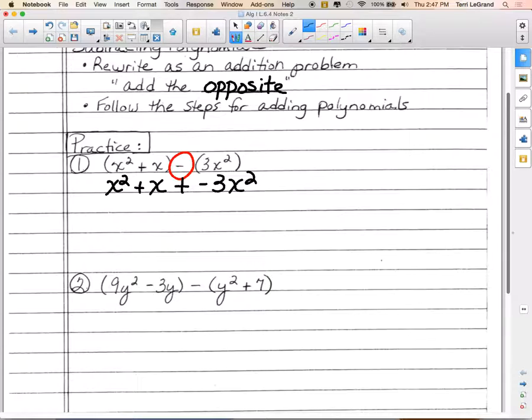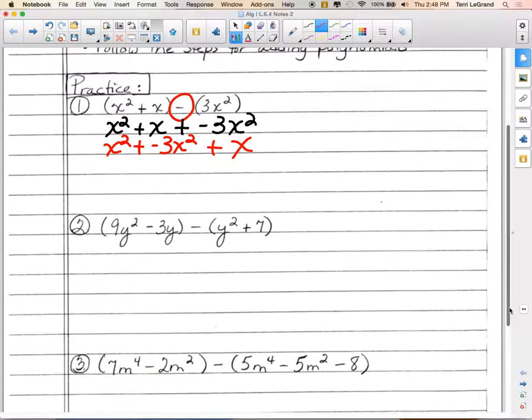Now we're going to do exactly like we did yesterday. We're going to rearrange it so that we have like terms together, from greatest degree to smallest degree. The x squareds are greater degree monomials than the x, so they get to be first. The x brings up the rear. All we're doing in this step is rearranging just like yesterday. And now we will combine like terms. These guys are alike. What do they become? Negative 2x squared. This one doesn't have anything to be combined with, so we just bring it along.